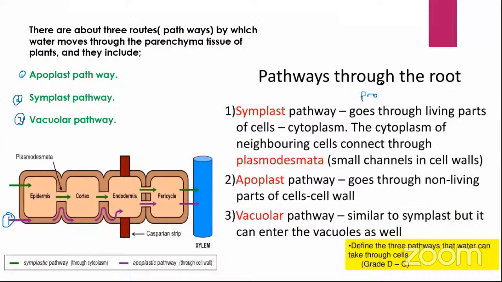The protoplast, and those are the contents which are normally surrounded by the cell membrane. It goes through the living parts of the cytoplasm of the cell, and the cytoplasm of the neighboring cells connect through plasmodesmata. These are the plasmodesmata that you see, those interconnections. And then the third one, as water is moving, is going to be the vacuolar pathway.